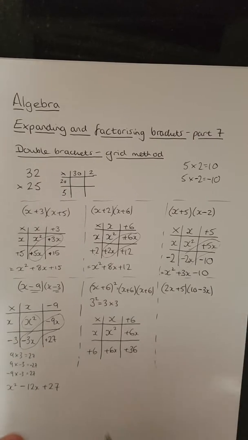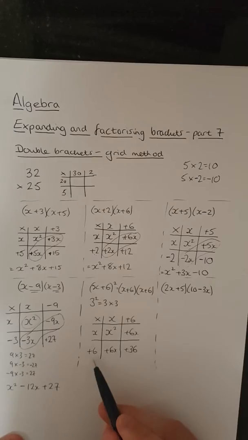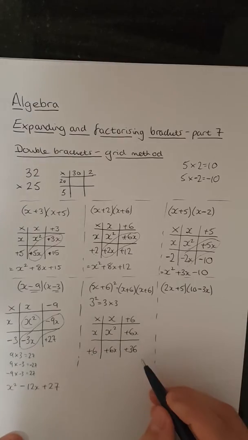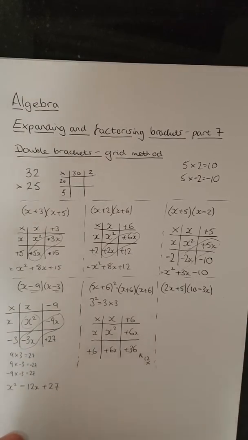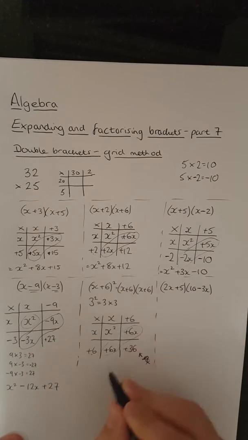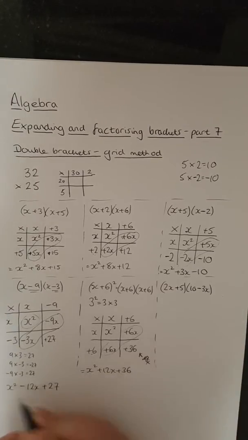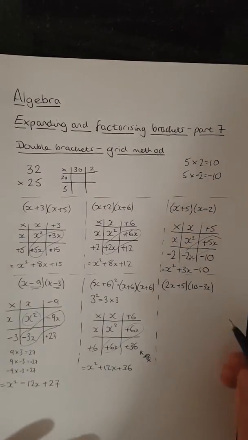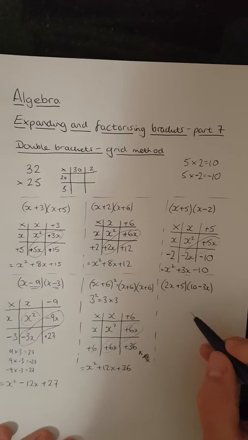Be careful here. In your head be saying x times x makes this, x times 6 makes this, 6 times x makes this, and 6 times 6 makes this. Otherwise, you're going to accidentally write 12 here and add them. Hopefully by now you're starting to feel really confident. Not much more to do on this topic.